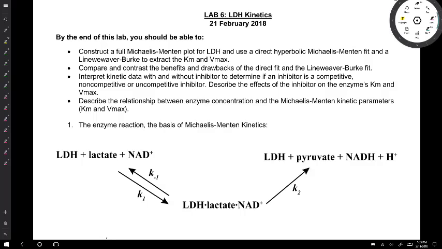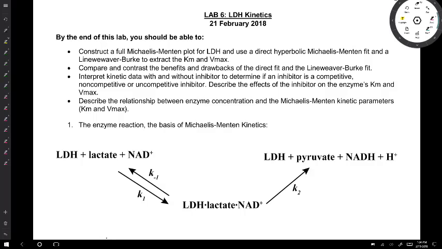You need to be able to compare and contrast both the benefits and the drawbacks of both the direct fit and the Lineweaver-Burk fit. Then you'll need to interpret these kinetic data in the presence of an inhibitor, as well as without an inhibitor, determine what type of inhibition is going on, and then also determine the inhibition constant, or the Ki. And then finally, you should be able to describe the relationship between enzyme concentration and the Michaelis-Menten parameters, so Km and Vmax.